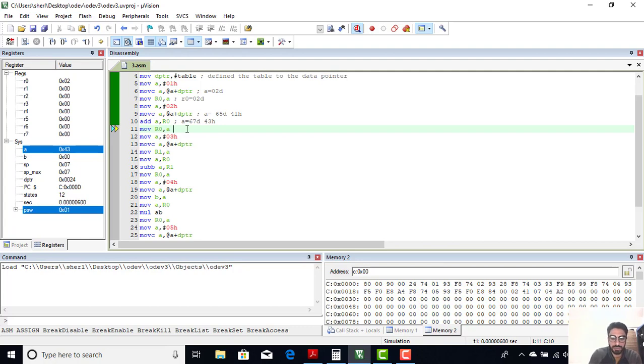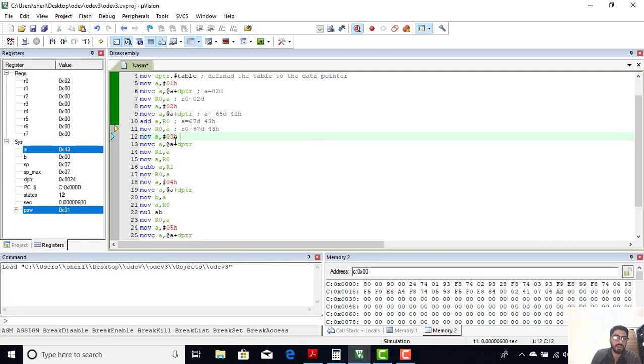And now we are moving. We are just keeping this value because we need to use the accumulator again and again, so we need a register to keep our value. So we are keeping it in R0, just to keep our value in the register.